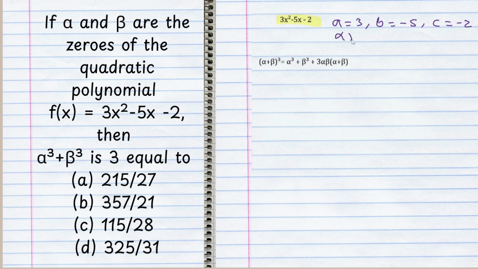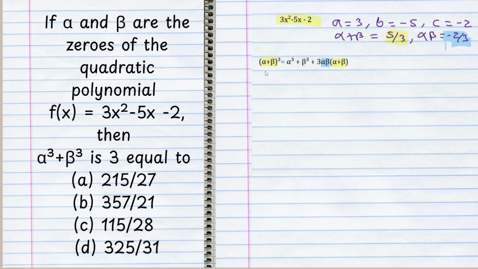So from here we can say that the sum of the zeros is what? Minus b over a. So minus of minus 5, that is 5 over a, which is 3, and the product of the zeros is what? c over a. So c is minus 2, so minus 2 over a, which is 3 in this case. Now once we have obtained these, we are going to apply the identity (a plus b) whole cube is a cube plus b cube plus 3ab(a plus b). So here we are going to replace a plus b with 5 over 3, and ab with minus 2 by 3.